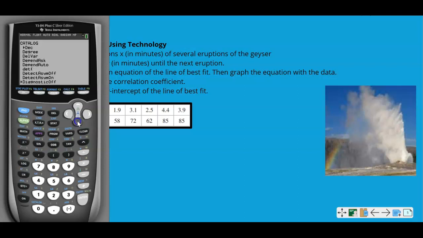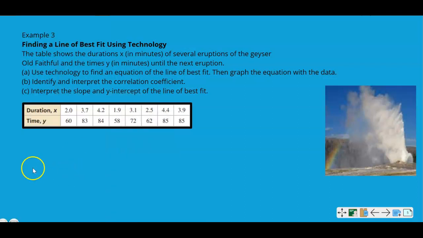There it is. We want DiagnosticOn, so we hit enter, and enter again, and that turns on the r. That'll make sure the r is there when you write your equation. So again, 2nd catalog, DiagnosticOn, enter, enter. Make sure that's in your notes so you know how to do that. Work this out and come back to the video when you have an answer.